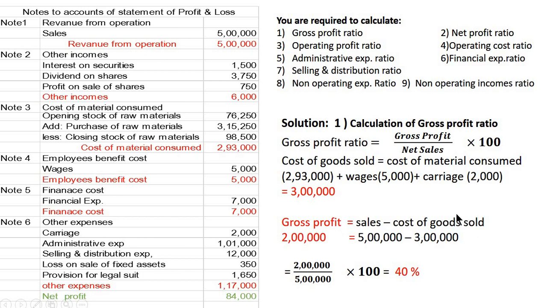We need to calculate cost of goods sold first here. The cost of materials consumed plus wages plus carriage. So cost of materials consumed plus these two operating expenses, the total 3 lakh rupees represents cost of goods sold. When cost of goods sold 3 lakh rupees is deducted out of the sales 5 lakh rupees, the answer of gross profit is 2 lakh rupees. 2 lakh divided by net sales of 5 lakh rupees and multiplied with 100, the answer is 40%. The firm's gross profit ratio is 40%.